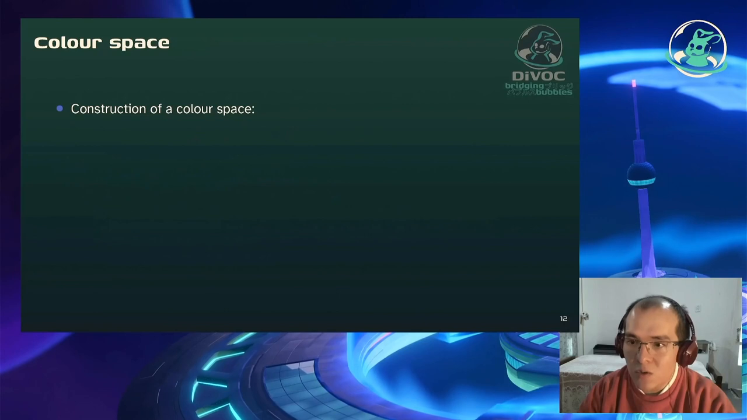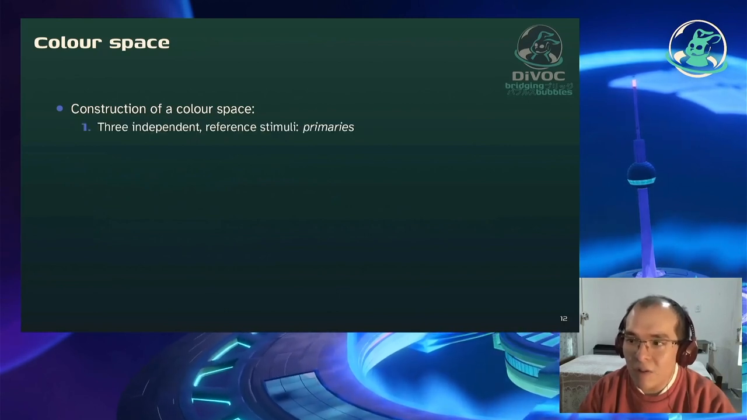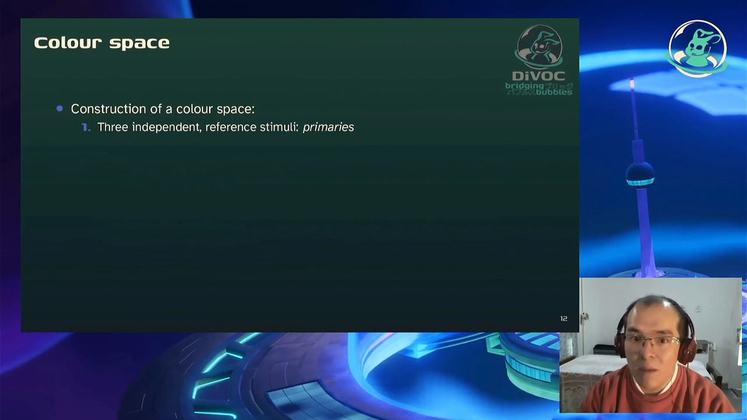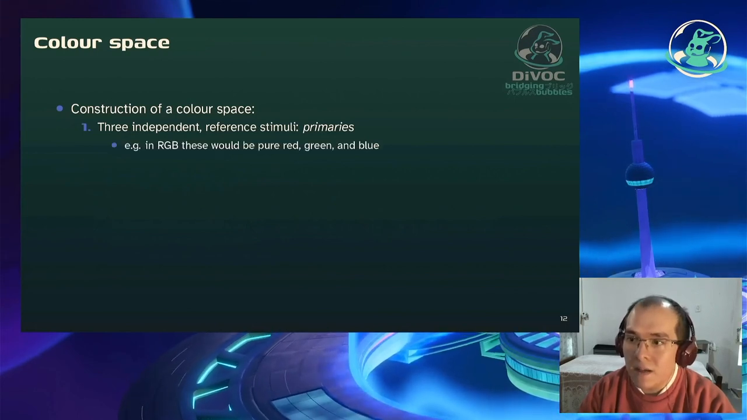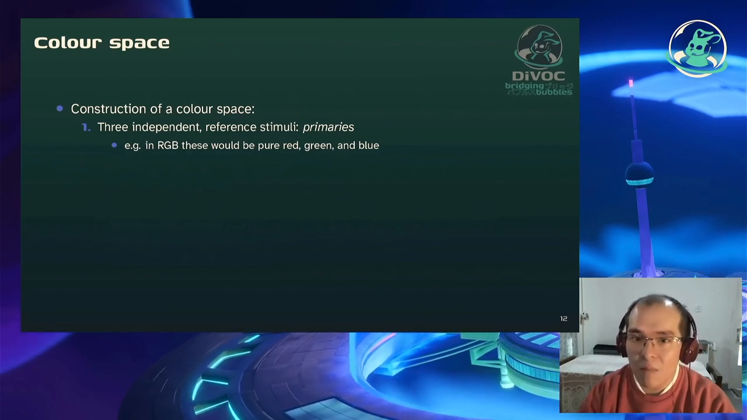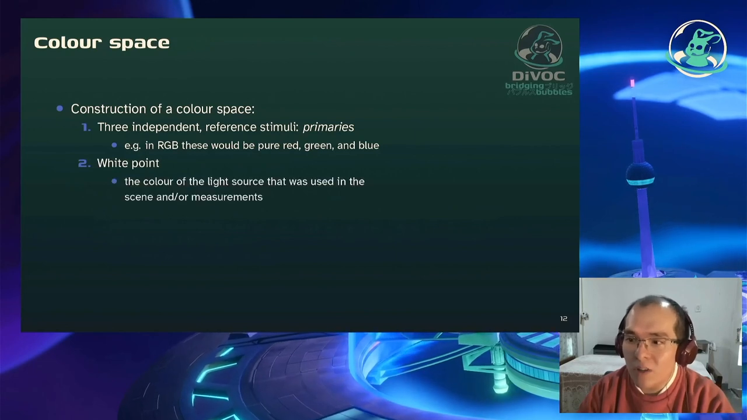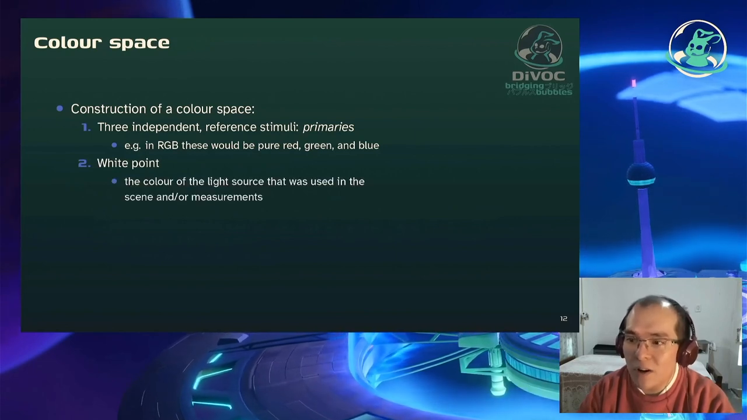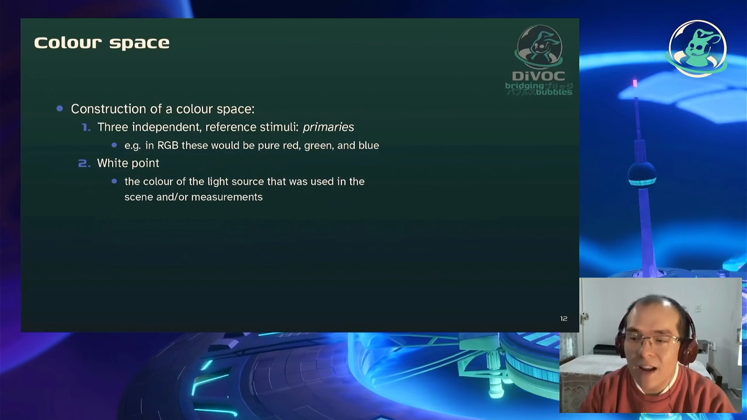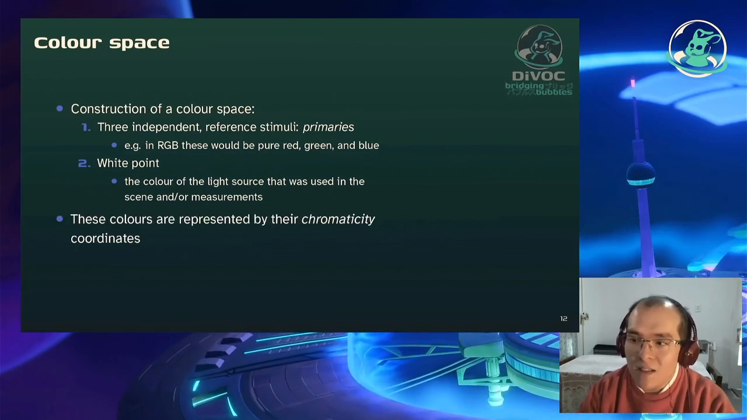To construct a color space, we need to specify two things. First, a set of three independent reference stimuli that we call primaries. For instance, in RGB, they are pure red, pure green, and pure blue. And secondly, we need to define the white point, that is the color of the light source that is used either in the scene or in the measurements of the primaries.